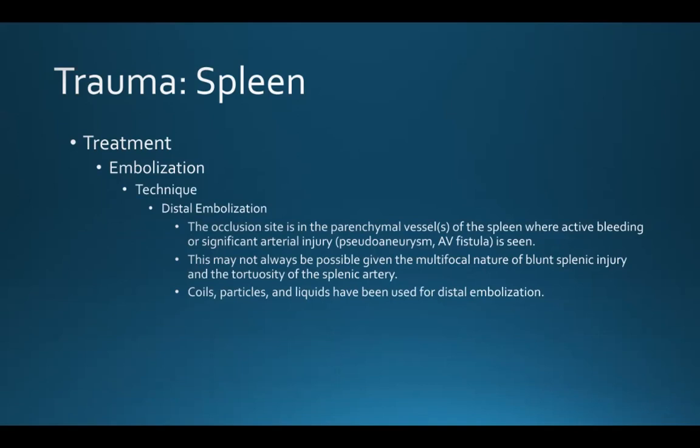However, distal embolization does have a role in the treatment of splenic injury. In this particular case, the occlusion site is in the parenchymal vessels of the spleen where active bleeding or significant arterial injury is seen. This may or may not always be possible given the multifocal nature of blunt splenic injury and the tortuosity of the splenic artery. But if you can make it all the way to the bleeding site, then coils, particles, and liquids can and have been used successfully.